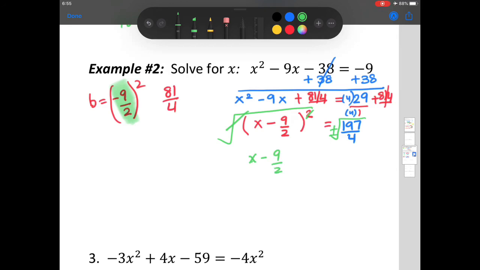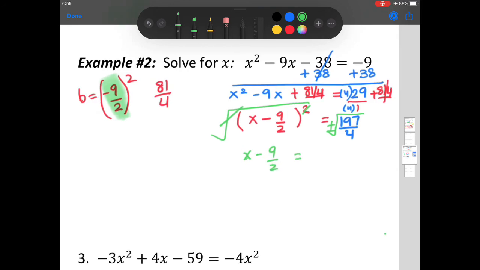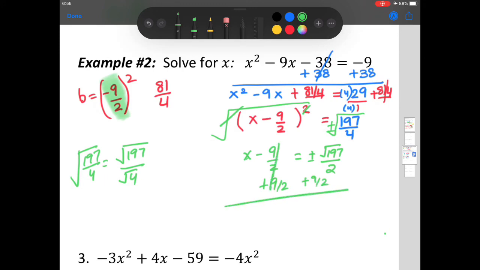You are left with x minus 9 halves equals, remember, if you have a square root in the numerator, I'm just going to write this: square root of 197 over 4 is the same thing as this. 197 is a non-perfect square, but 4 is a perfect square. So it's going to be square root of 197 over 2. Add 9 halves, add 9 halves. This cancels, and I get x equals 9 halves plus and minus square root of 197 over 2. And you can't really simplify it further, so this is your final answer.